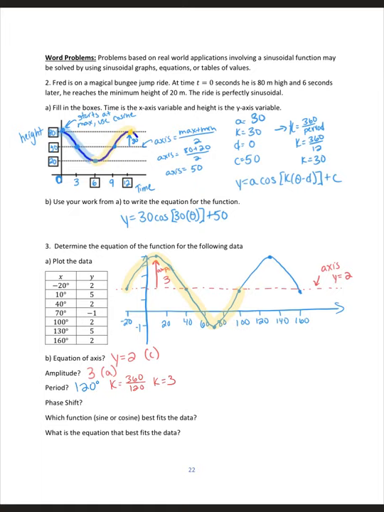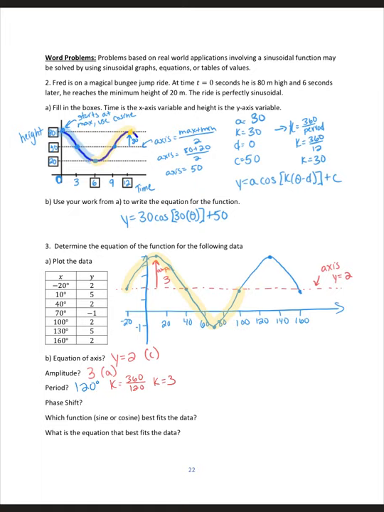So this next part, our phase shift, we always have to determine how much we're shifting this to the left or right, but then we need to determine, well, which function are we going to use? Are we going to use our sine or our cosine? Our sine is going to be where the graph starts at your axis, and your cosine is going to be where the graph starts at your maximum.